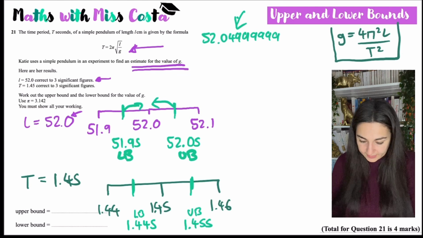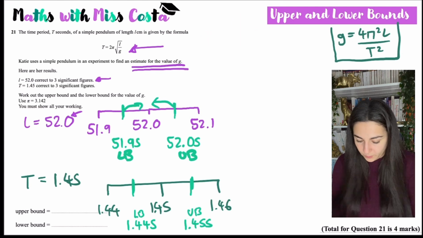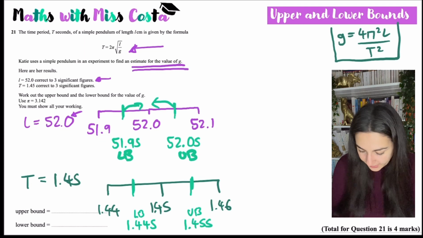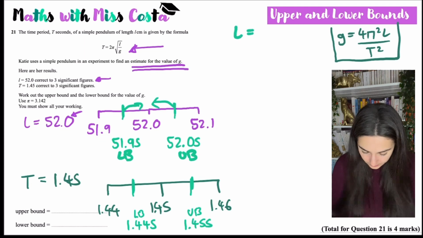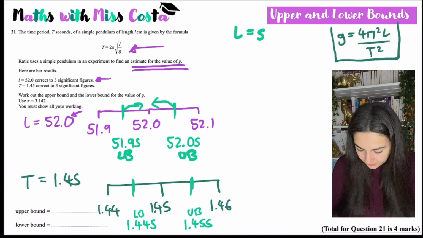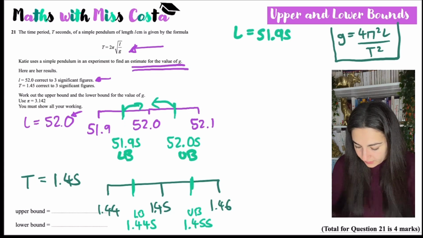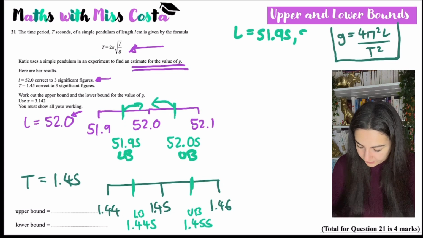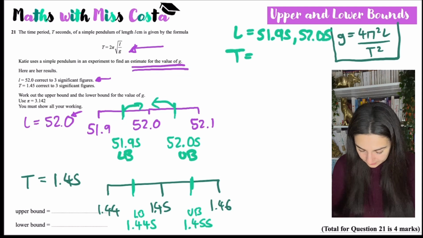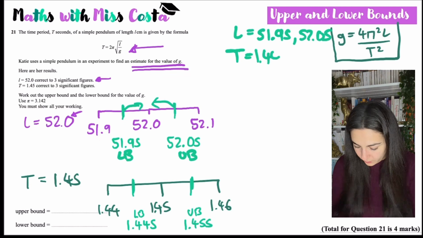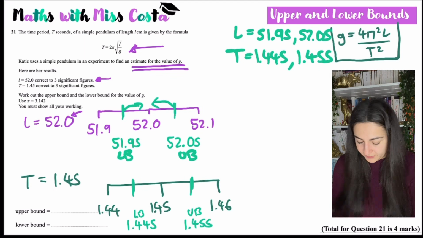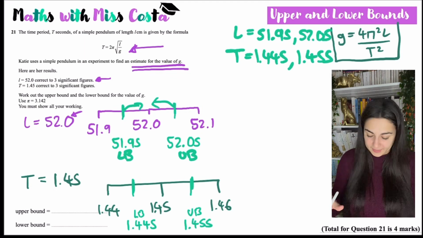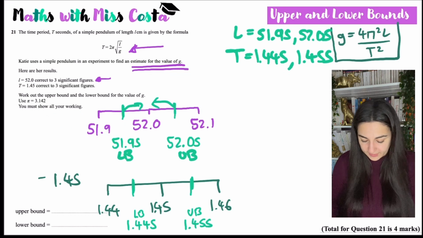And let's write these down here somewhere as well for our working. So for L, the lower bound is 51.95, upper bound is 52.05, and for T, lower bound is 1.445, upper bound is 1.455. So this is why this is a nasty question, because it's dealing with decimals, it's dealing with lots of little things, but at the end of the day it all comes down to substitution.